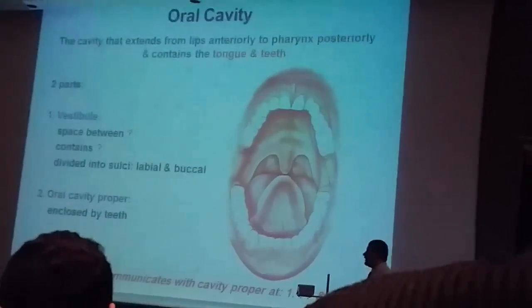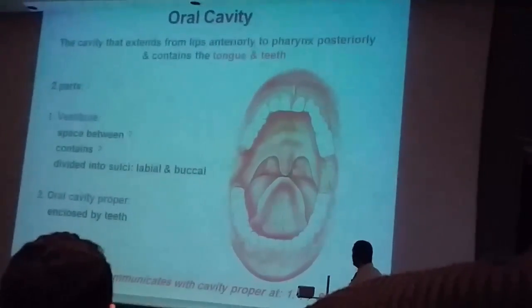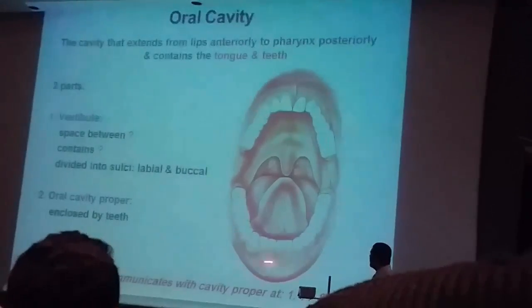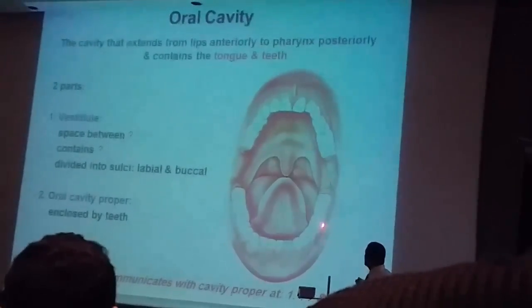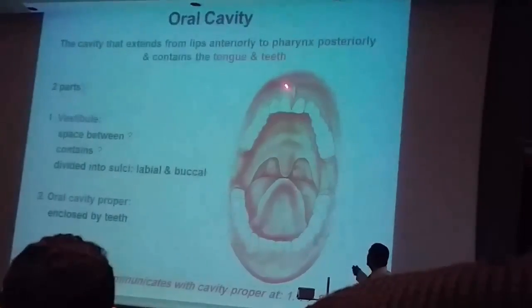The vestibule is divided into sulci. You don't need to know about them, but we call them anteriorly labial, referring to the lip. Here buccal, referring to the cheek. So there are buccal sulci and labial sulci.